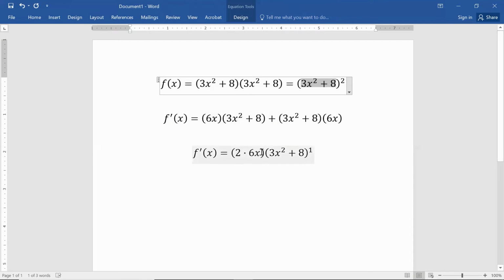Now, that doesn't just happen in this one. What we're getting at is that the product rule can lead us to something else, and that something else we're going to see in the next section.